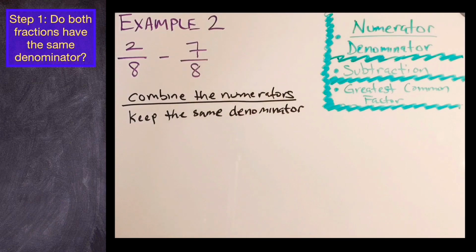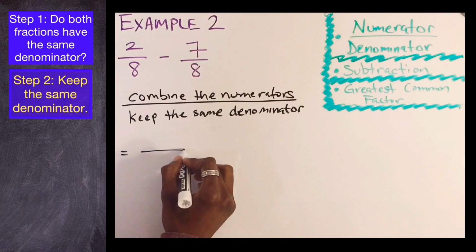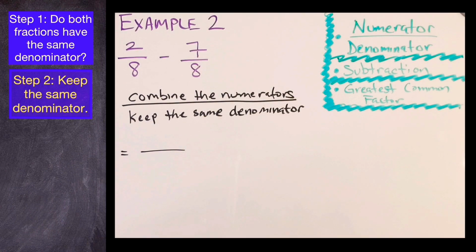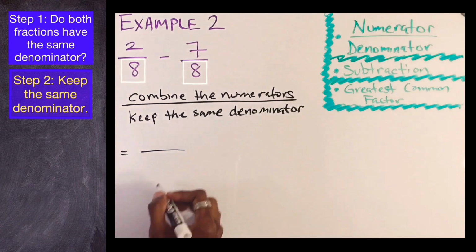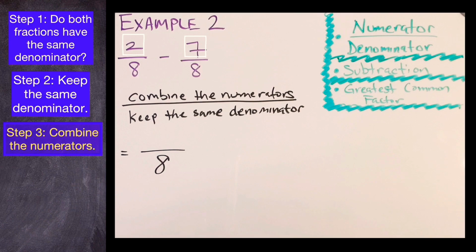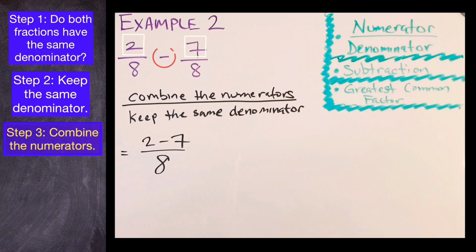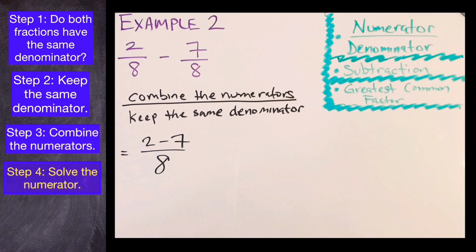All right. Step 2, we'll make our equal sign, make our fraction line, and we see that our denominator is 8. So let's write that down. Step 3, we're going to combine the numerators. If we look at our example, we see that the numerators are 2 and 7, and they're split by a subtracting sign again. Okay, so let's write that down. 2 minus 7. Very simple so far. Now, we're going to solve this numerator and get closer to finishing our example.